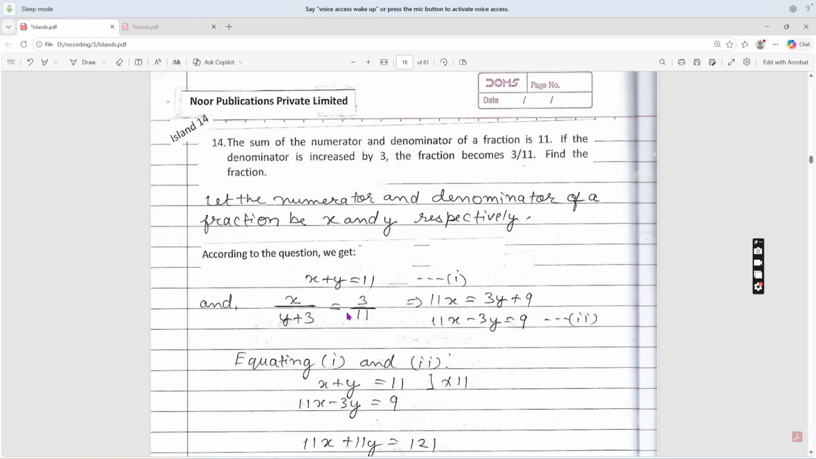Now here we are going to cross multiply. 11 into x, that is 11x. Now 3 into y, that is 3y. 3 into 3 is plus 9. Now it is 11x minus 3y is equal to 9.